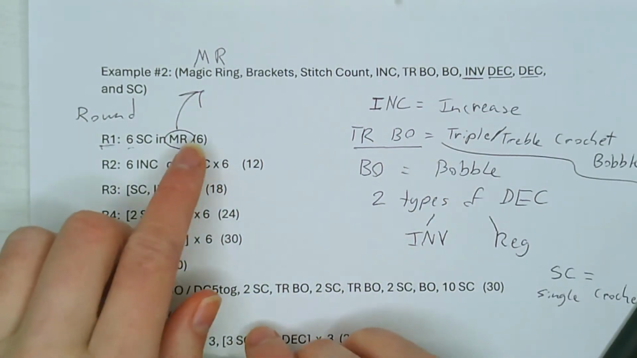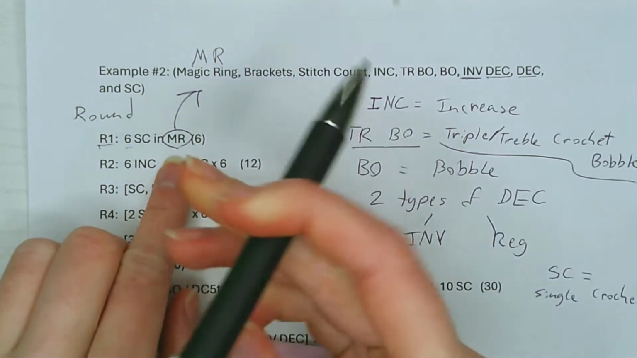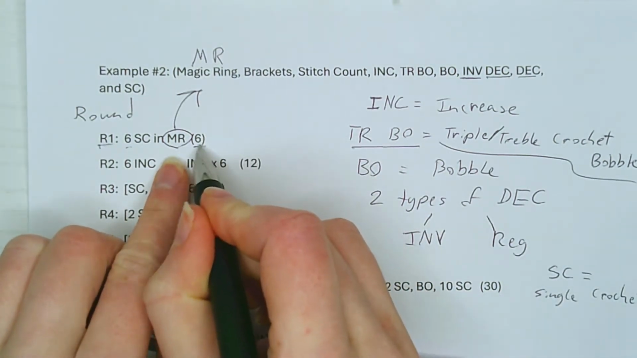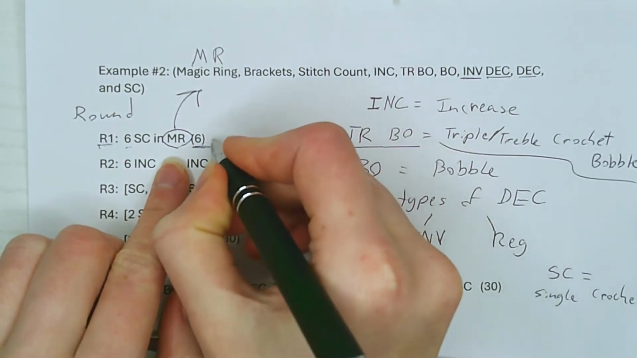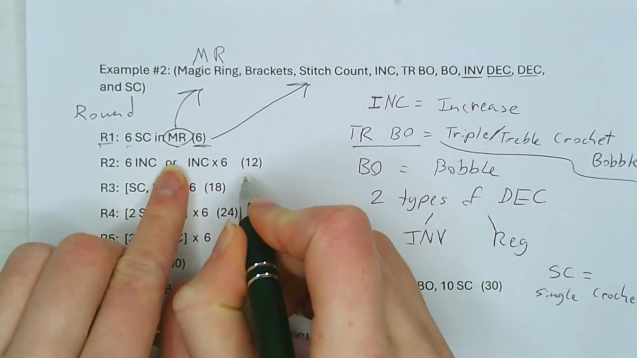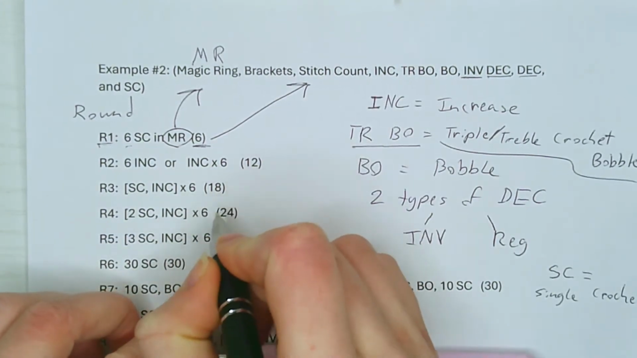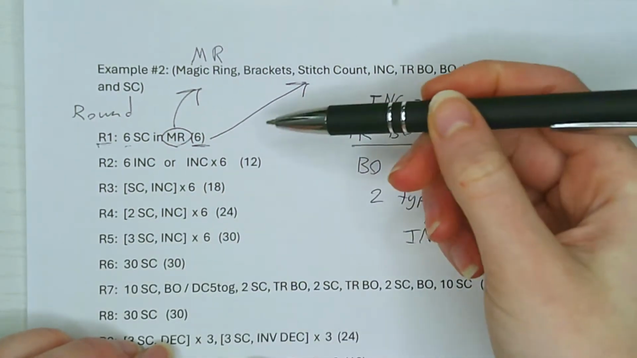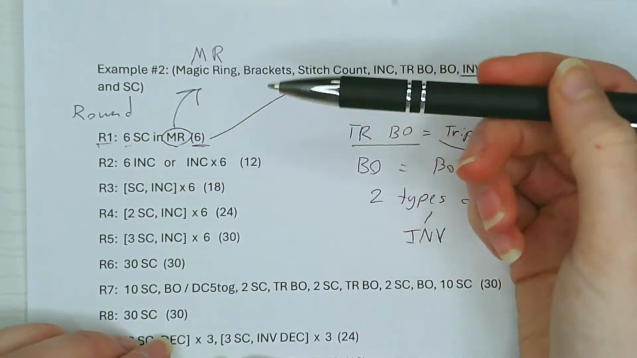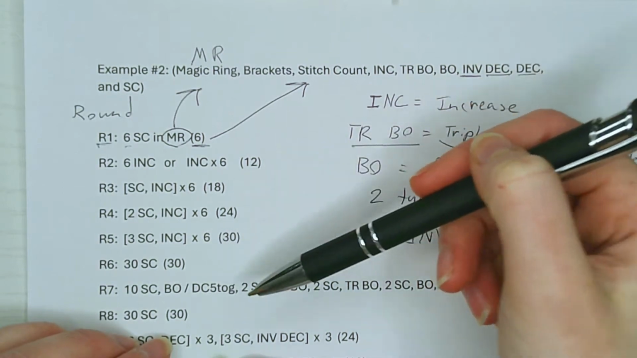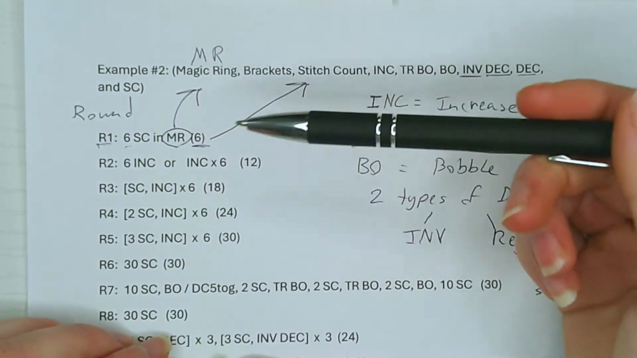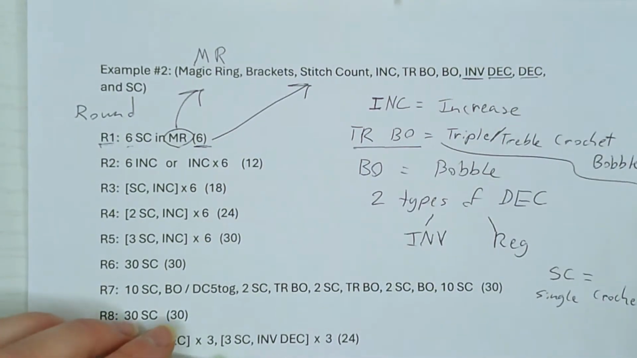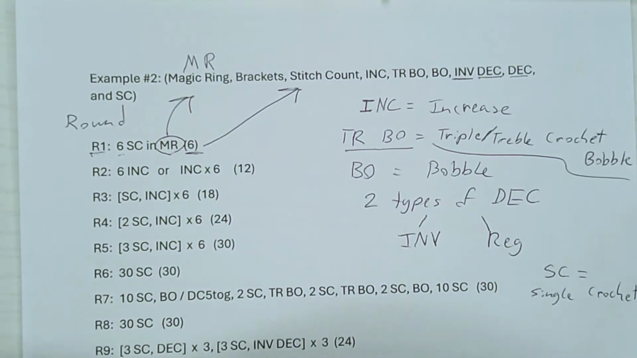And now we're going to talk about this 6 in the parentheses. So what does that mean? So this would be our stitch count. So all of these, that 12, 18, and the 24, is the stitch count for that round. So it is included normally after every row, round. It's included after every round to let you know how many stitches you have after that round.